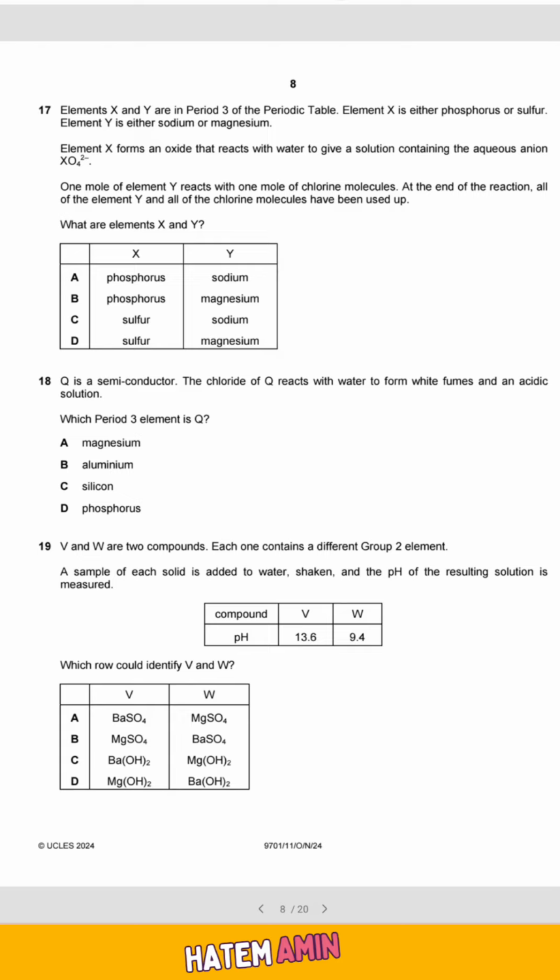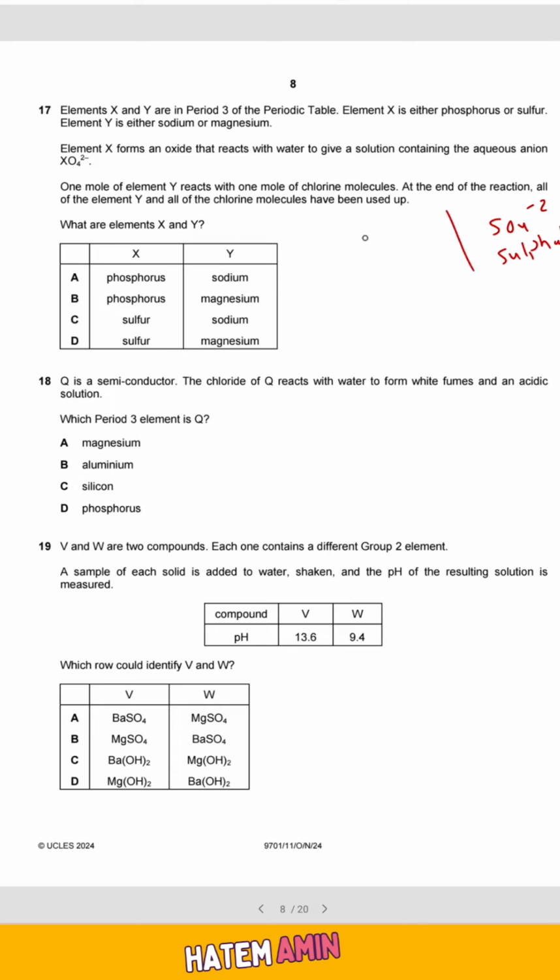First of all, element X forms an oxide that reacts with water to give a solution containing the aqueous anion XO4 2-. So how can we detect element X from this information? As we know, here we have two elements, phosphorus and sulfur. In case of sulfur, it can give us SO4 2-. This is sulfate.